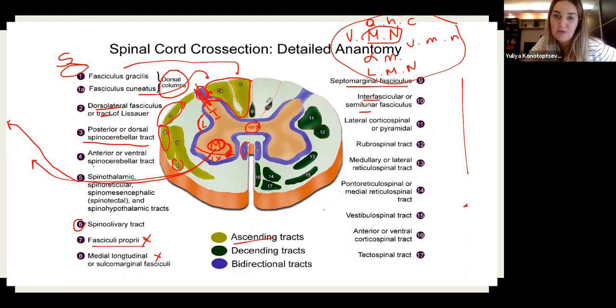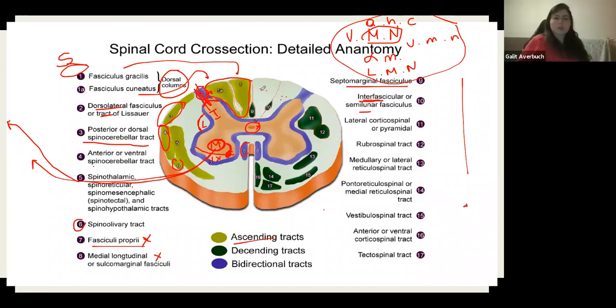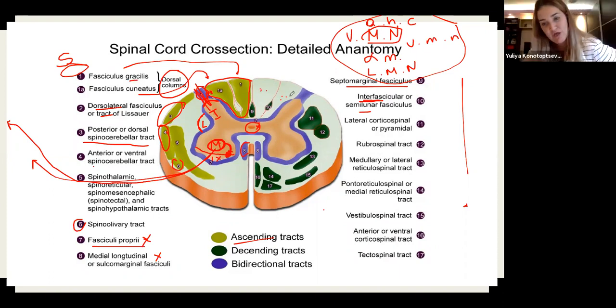So you just have to remember it's called interfascicular because it is between which ones? The first ones. Yes, between gracilis and cuneatus. So between the two ascending tracts, we have one descending, which is interfascicular or semilunar.